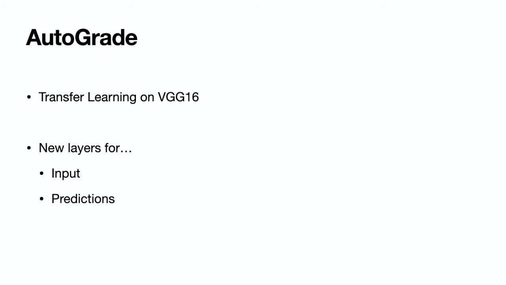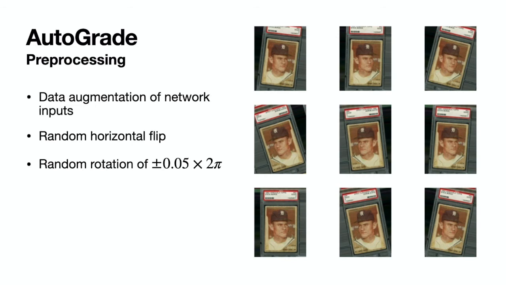AutoGrade uses transfer learning with the VGG16 network. There are new layers for input and predictions. In pre-processing, AutoGrade uses data augmentation to both artificially increase the dataset size and reduce overfitting. In the data augmentation, images are subject to a random horizontal flip and rotation. The images on the right are examples of this augmentation.